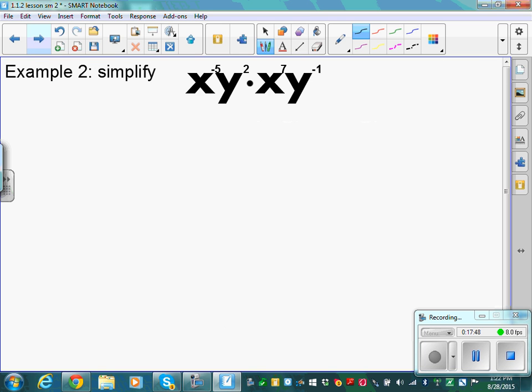Let's do another one. So we have x to the negative 5th, y squared, times x to the 7th, y to the negative 1. Once again, we're multiplying the same base, so we'll add the exponents, but I'm going to first reorder this. I'm going to write my x's by each other, so I have x to the negative 5th, times x to the 7th, times y to the 2nd, times y to the negative 1. And then piece by piece, I'll simplify it.